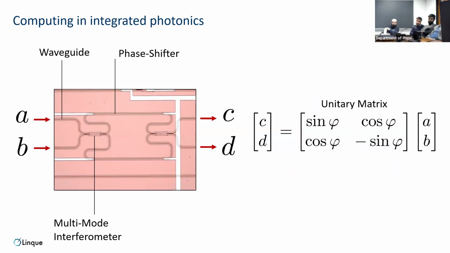So what do we want to do with it? Do you see the title there? This is computing and integrated photonics. So what we want to do is use this for computation. And if you want to use something for computation, you do a mathematical description of it.